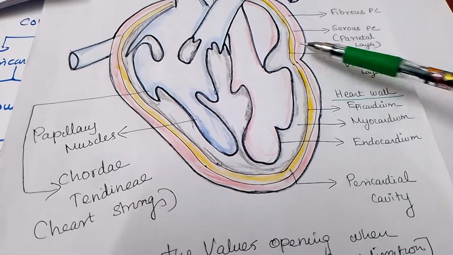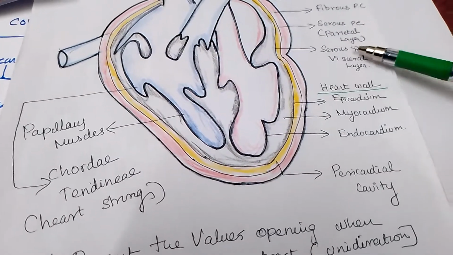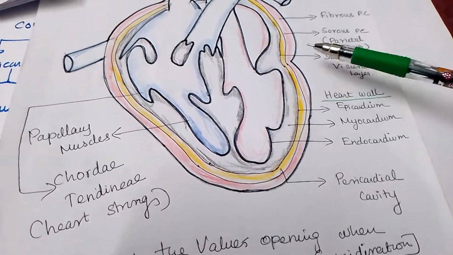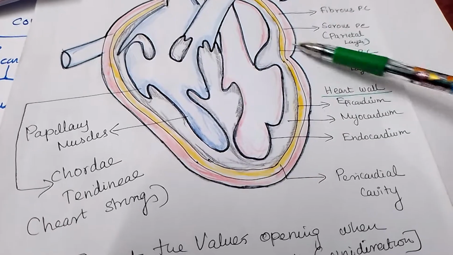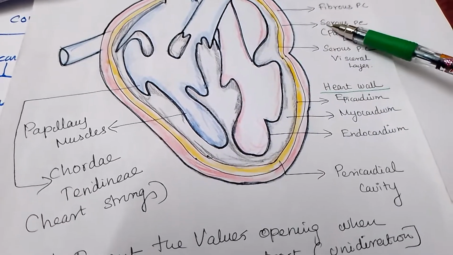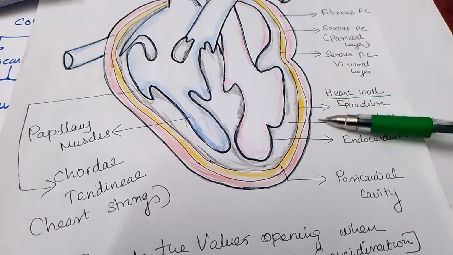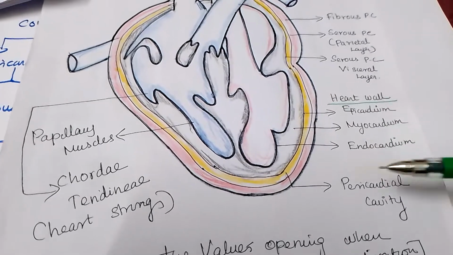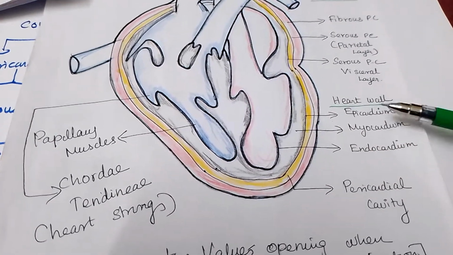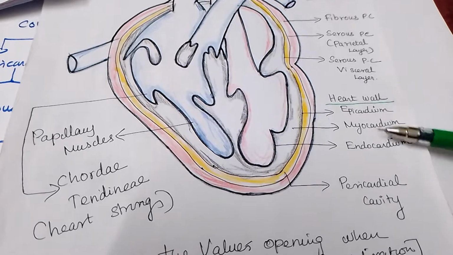Its relation with the endocardium. That is called the serous layer. And in the down portion, since you have the layers you have mentioned, you can mention the same in the picture itself. You can mention epicardium, myocardium and endocardium.